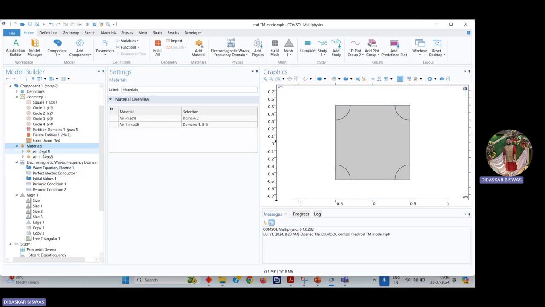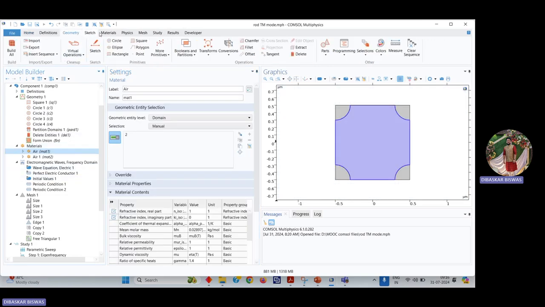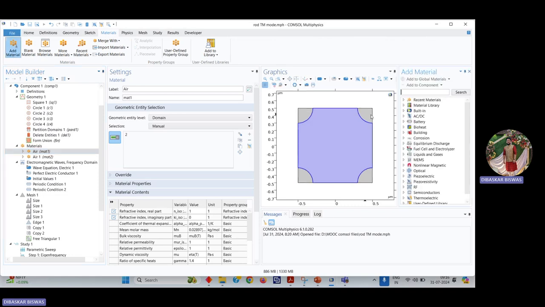For material, you go to the material part, add material, and in the built-in option you select air and add to component. Don't add to global materials, add to component only.